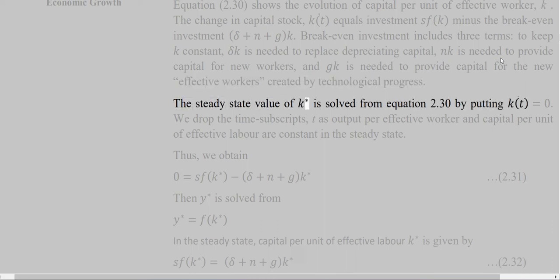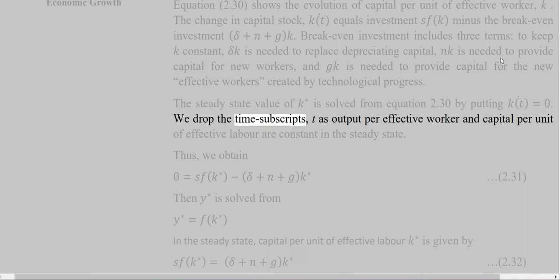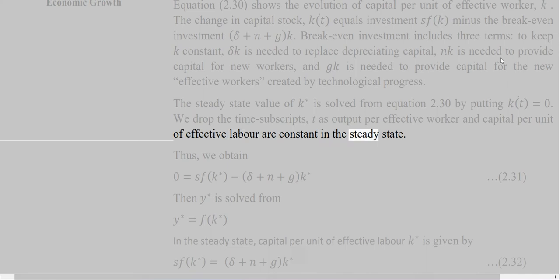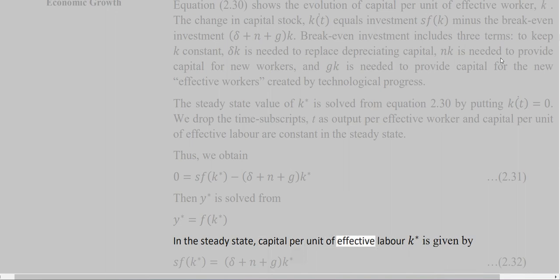The steady-state value of k* is solved from equation 2.30 by putting Δk equal to zero. We drop the time subscripts, as output per effective worker and capital per unit of effective labor are constant in the steady state. Thus, we obtain 0 = sf(k*) − (δ+n+g)k*, 2.31. Then k* is solved from sf(k*) = (δ+n+g)k*. In the steady state, capital per unit of effective labor k* is given by the condition sf(k*) = (δ+n+g)k*, 2.32.